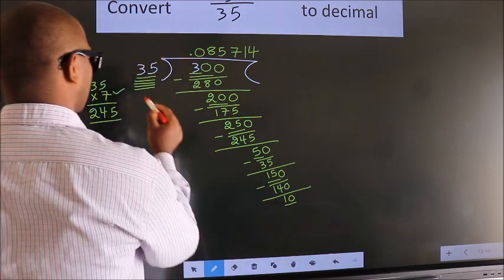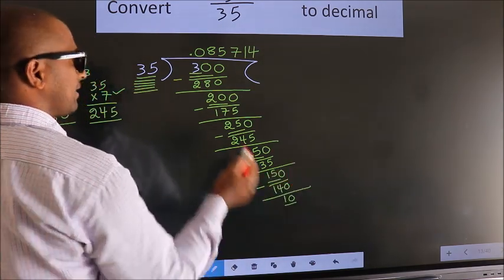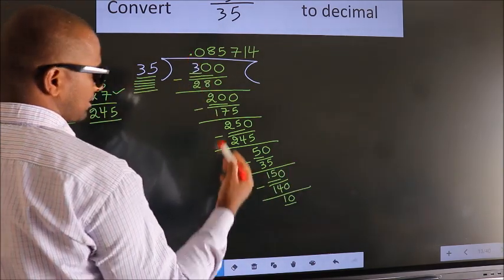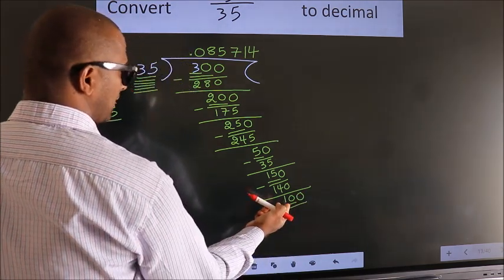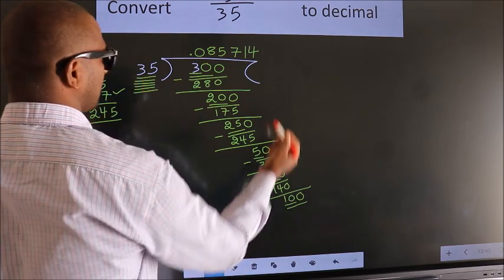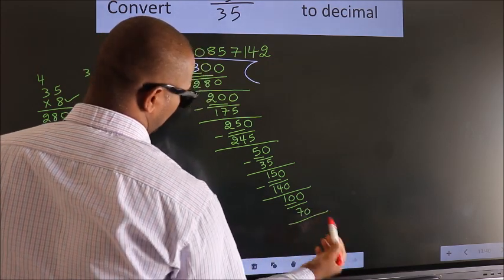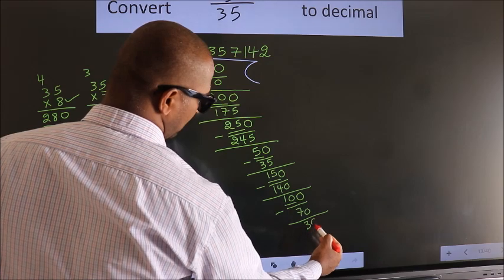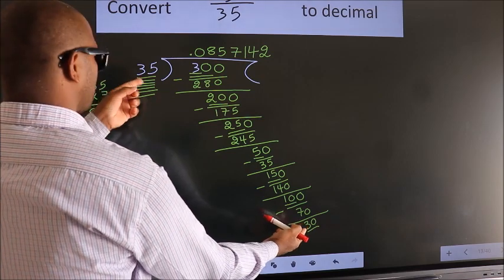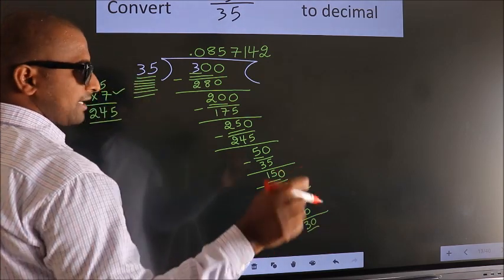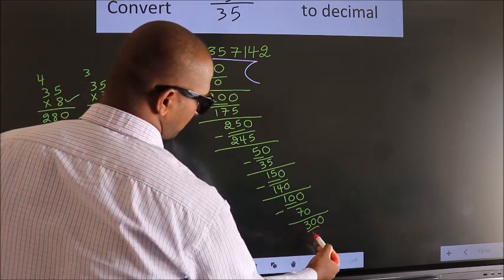Here we have 10, here 35. 10 is smaller than 35. And we already have the decimal. So we can directly take 0. So 100. A number close to 100 in the 35 table is 35 twos, 70. Now we subtract, we get 30. Here we have 30, here 35. 30 is smaller than 35. And we already have the decimal. So we can directly take 0. So 300.